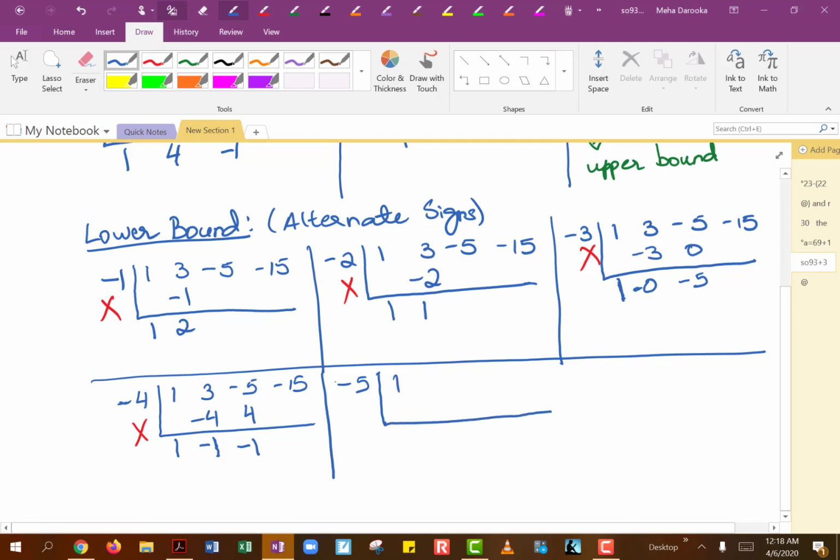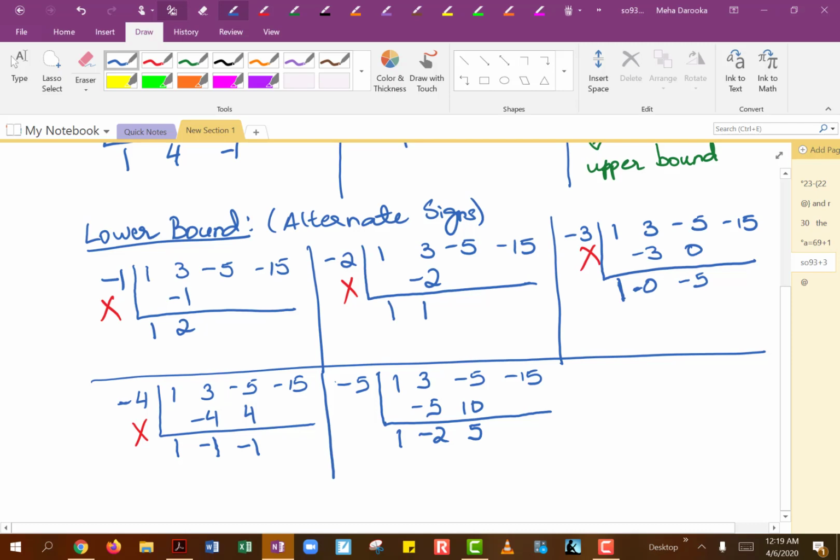So 1, 3, -5, -15. Bring down that 1 as it is. 1 times -5 is -5. 3 minus 5 is -2. So again, my signs alternate, so this is good. Negative times negative will be positive, and then 5 times 2 is 10. So that's +10 minus 5, which will give us +5. So my sign is alternating so far.